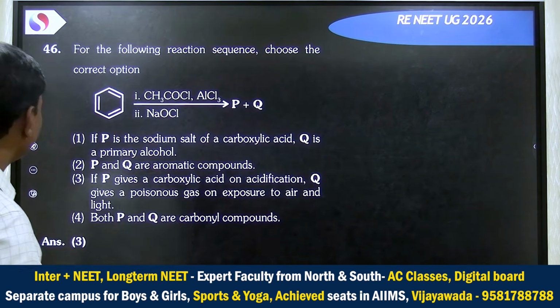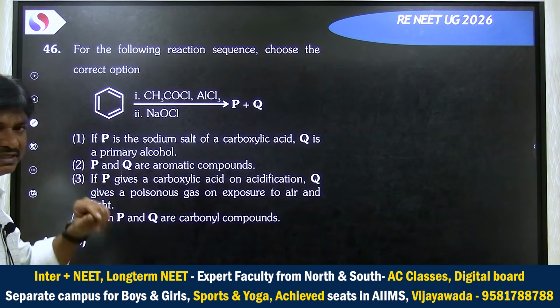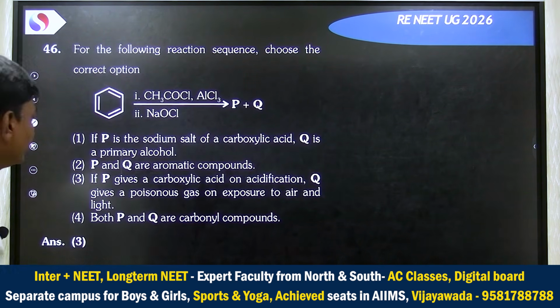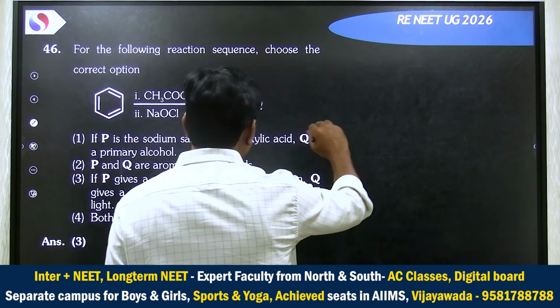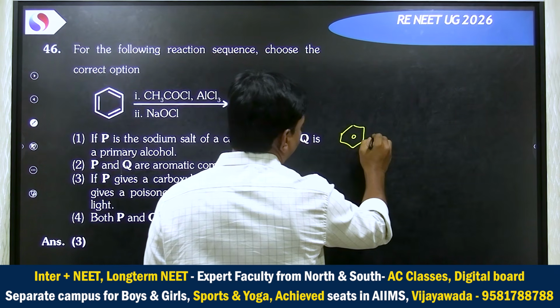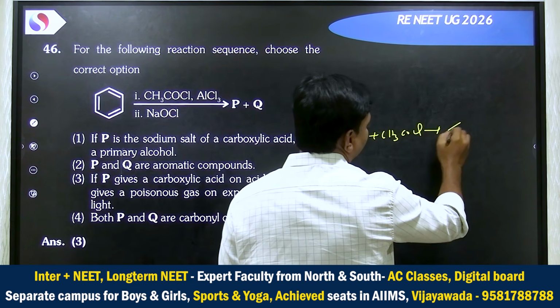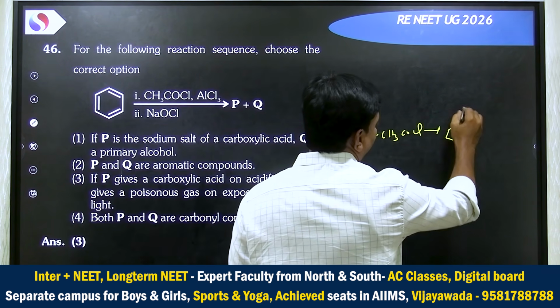Here is our 46th question. For the following reaction sequence, choose the correct option. So here benzene is there. First reagent will be CH3COCl in the presence of AlCl3. It is an aromatic electrophilic substitution reaction. When benzene reacts with CH3COCl, then we get acetophenone.